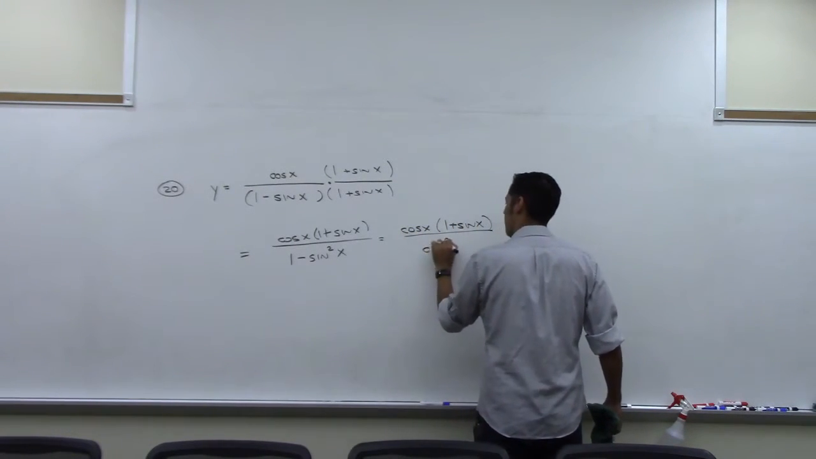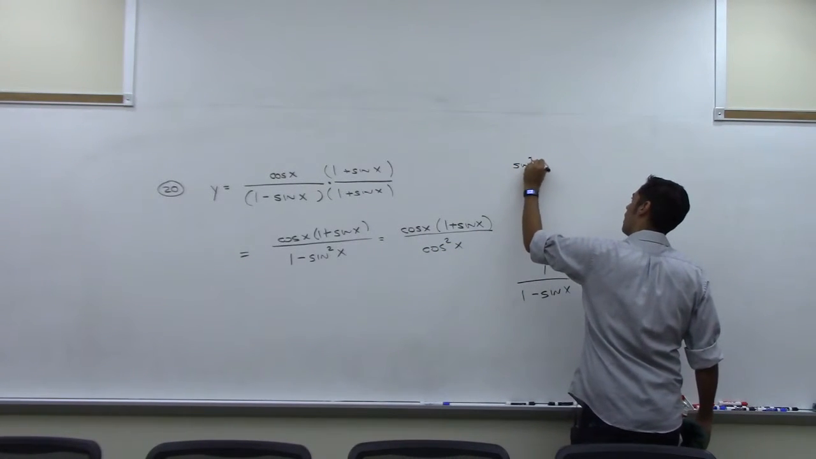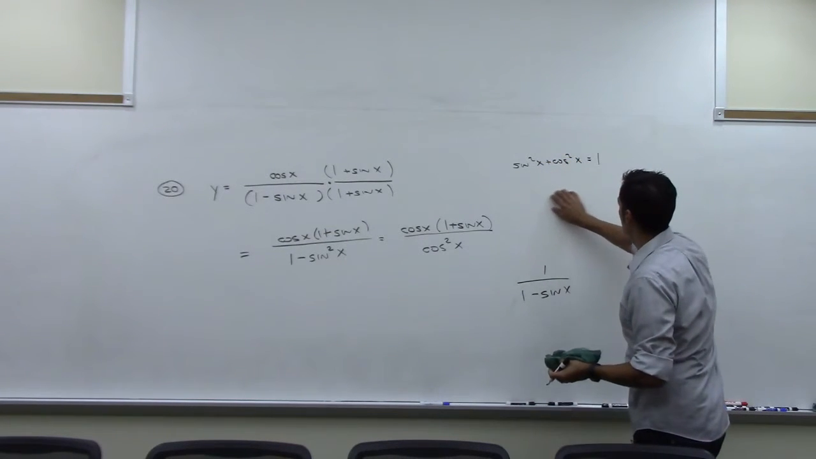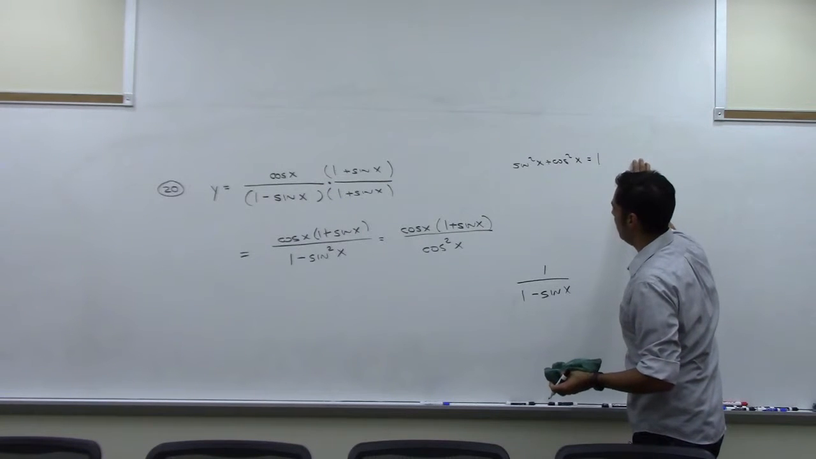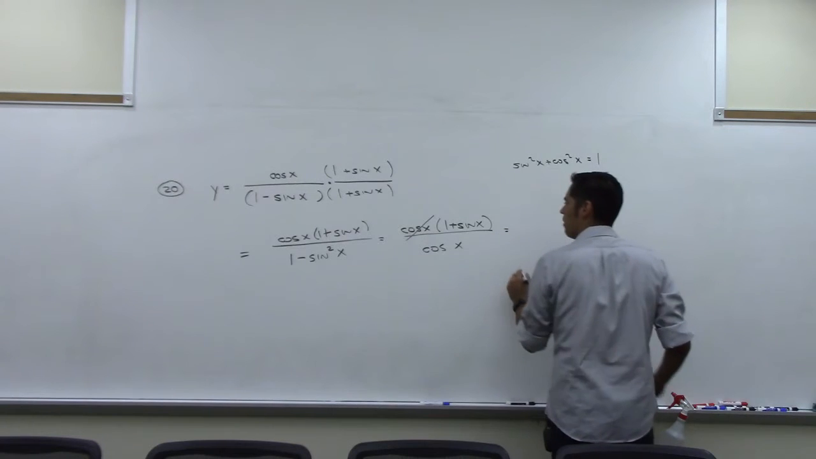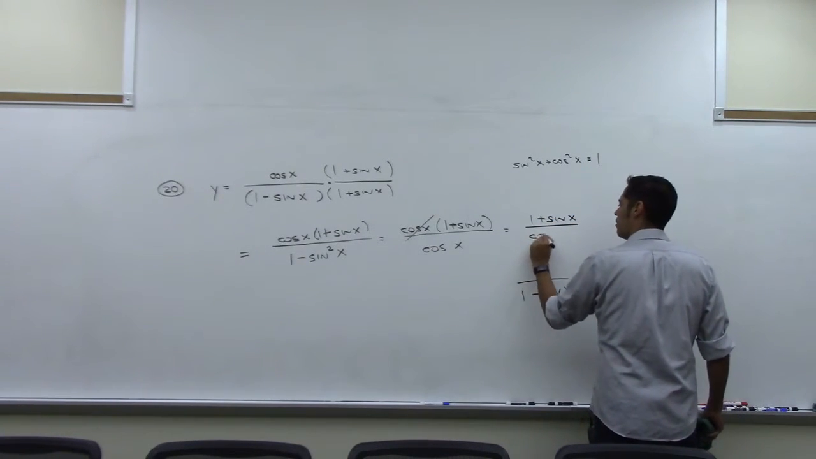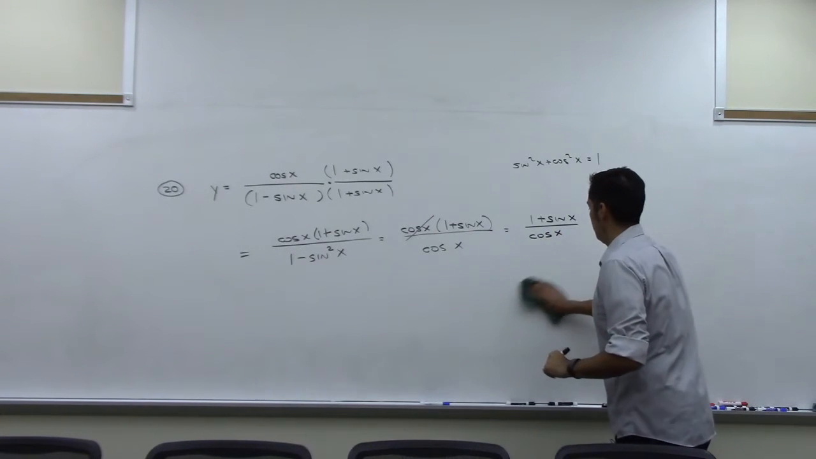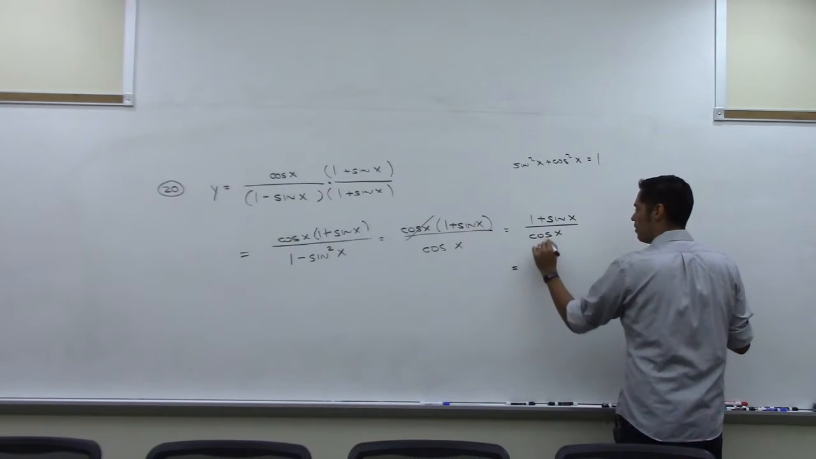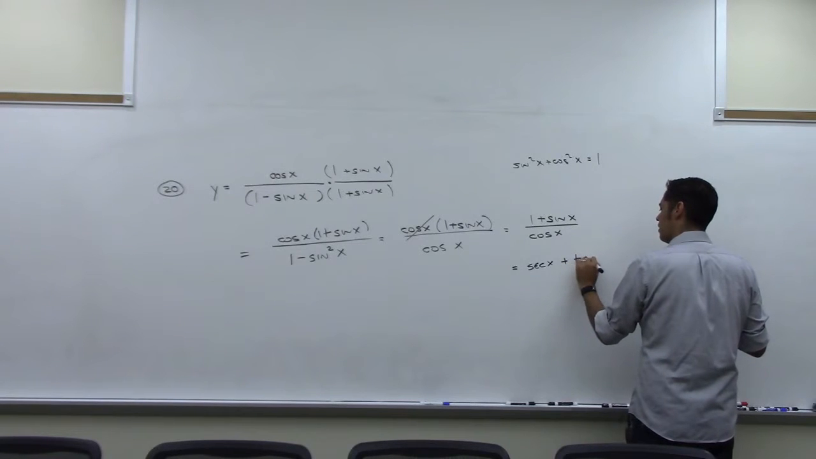Because we have sine squared x plus cosine squared x is equal to 1. So if I take that to the other side, 1 minus sine squared x is cosine squared x. One of these cosines cancels, and so I'm left with 1 plus sine x over cosine x. And I can turn that into two terms. 1 over cosine is secant x, and sine over cosine is tangent x.